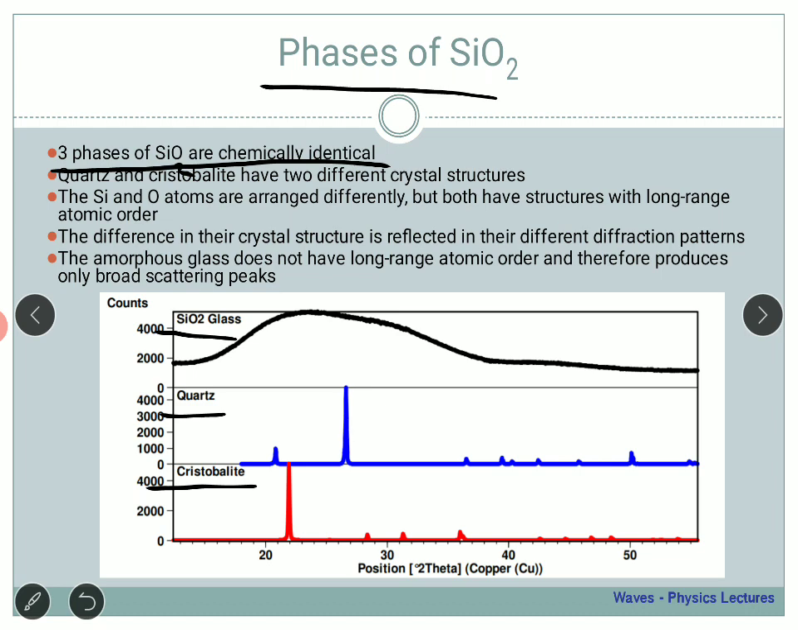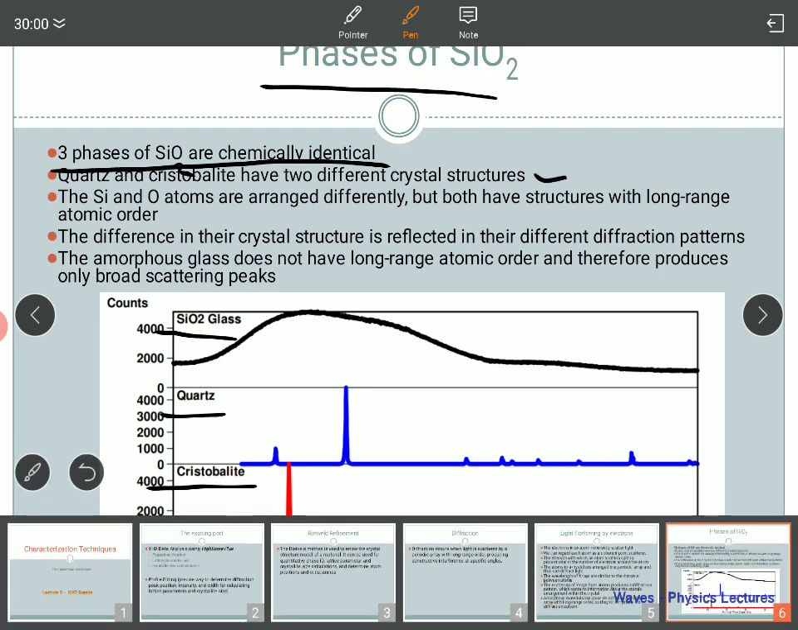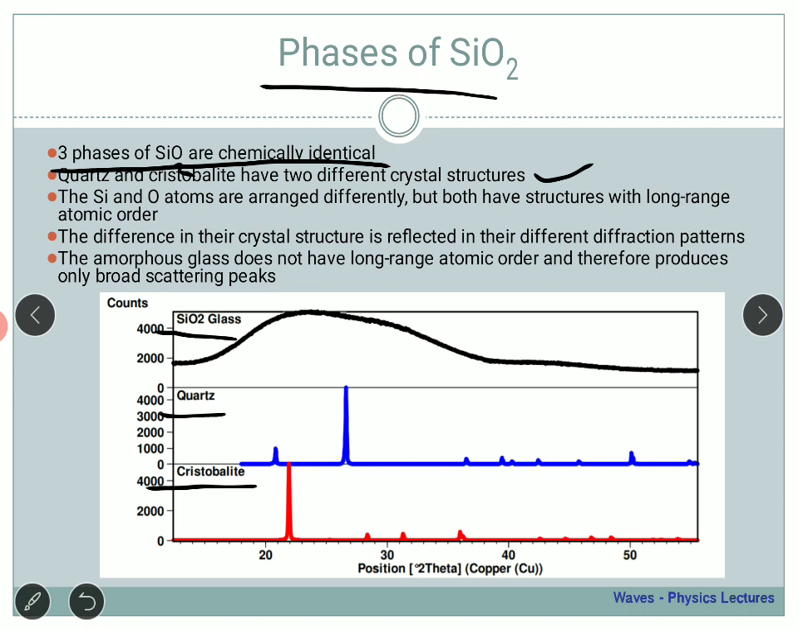So quartz and cristobalite are two different crystal structures. What happens is the silicon and the oxygen atoms are arranged differently. Both have order. They are no doubt crystalline in nature because they have long range order of the arrangement of silicon and oxygen, but the point here is that they are not arranged in the same way. So the difference in the crystal structure is seen in the diffraction pattern.